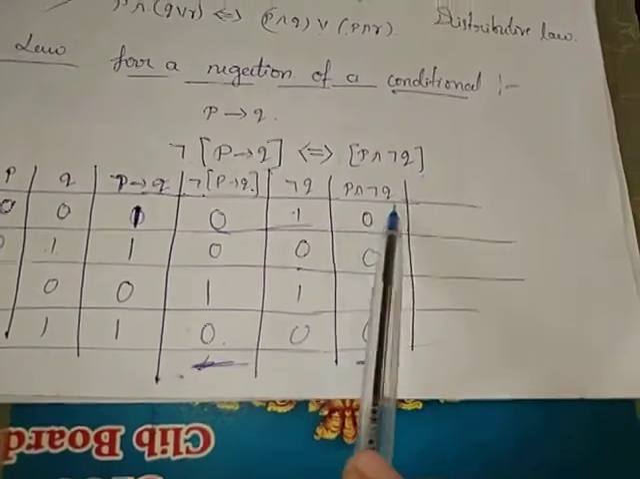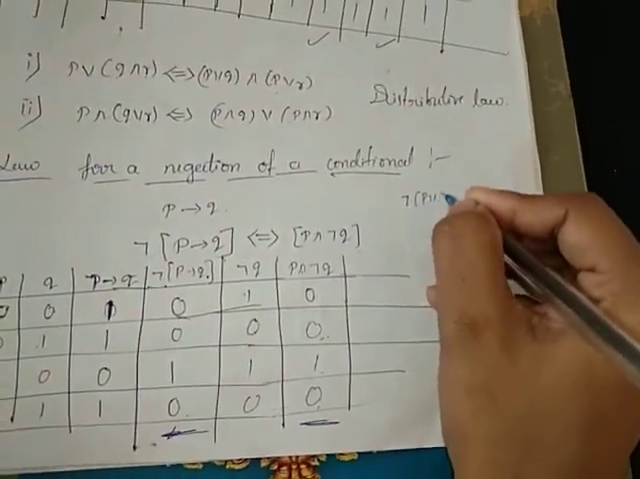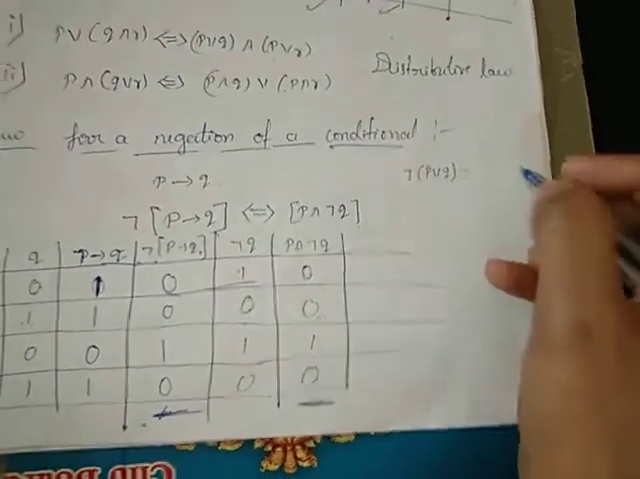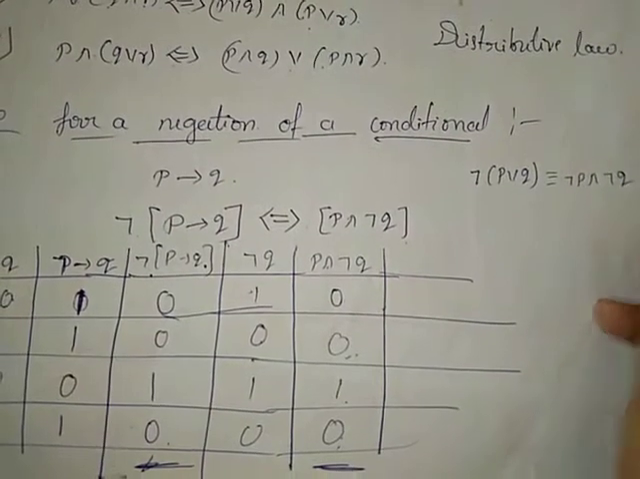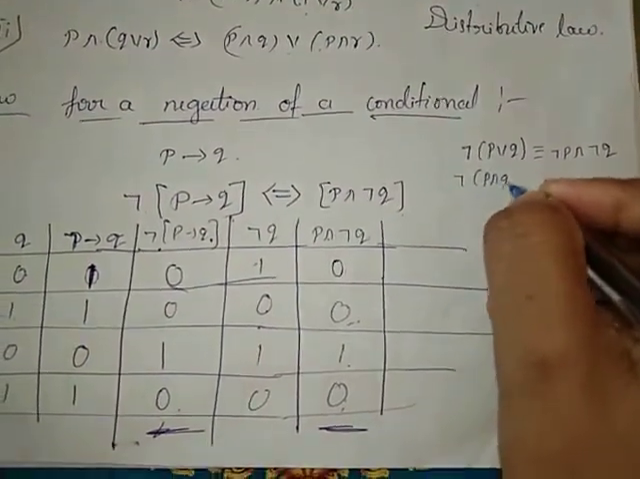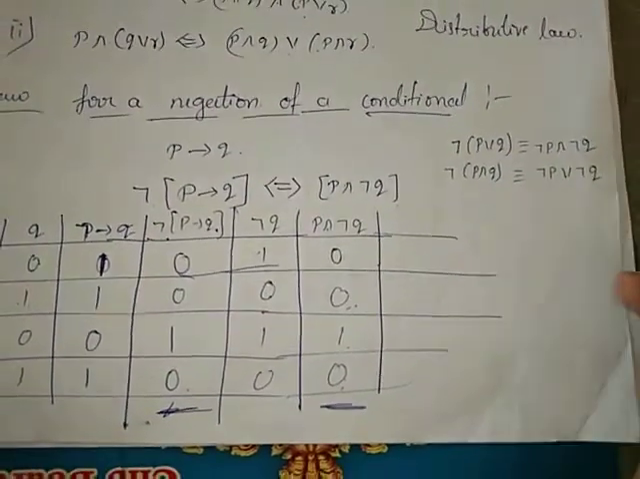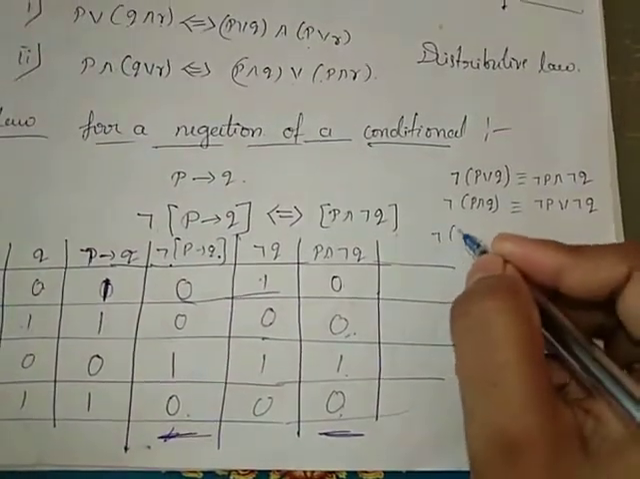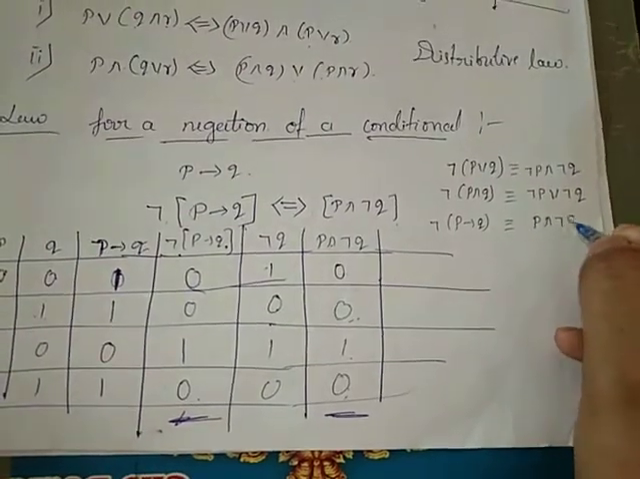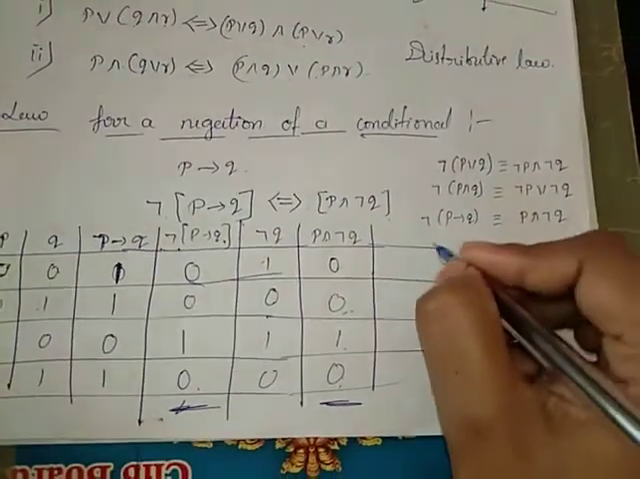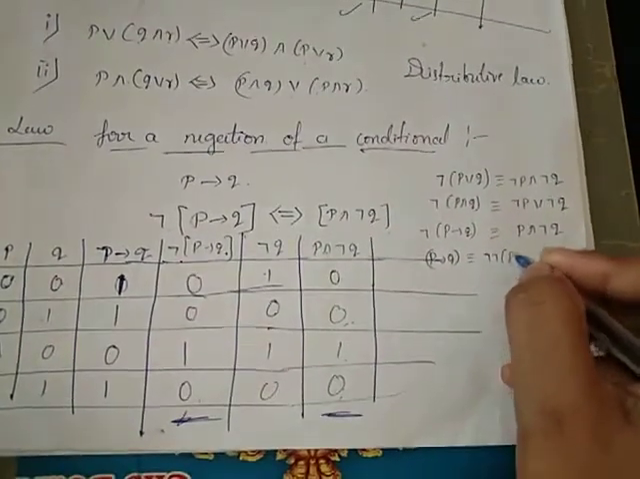So from the above law, we state some others also. Negation of (P or Q) is equivalent to negation of P and negation of Q. This is the symbol for equivalent. Negation of (P and Q) is equivalent to negation of P or negation of Q. Negation of (P implies Q) is equivalent to P and negation of Q. And one more: P implies Q is equivalent to double negation of (P implies Q).